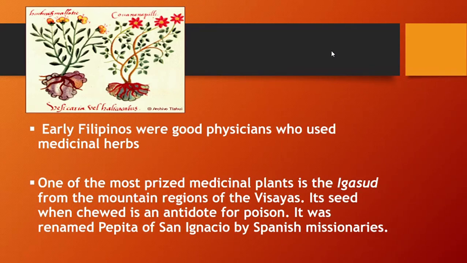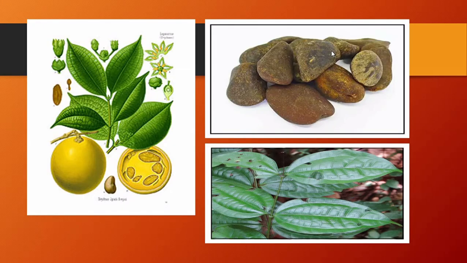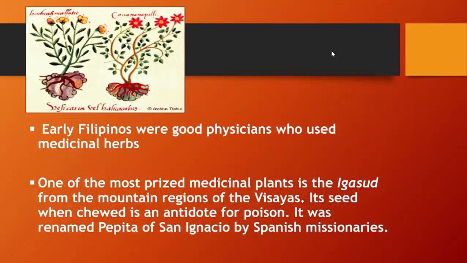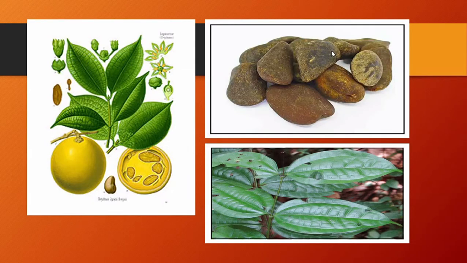One of the most prized medicinal plants is the Igasude, from the mountain regions of the Visayas. Its seed, when chewed, is an antidote for poison. It was renamed Pipita of San Ignacio by Spanish missionaries when they came here. So this is the Igasude, later on called the Pipita.